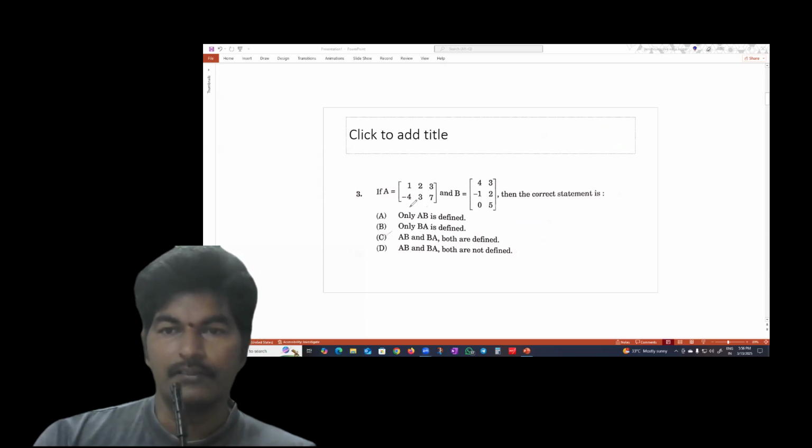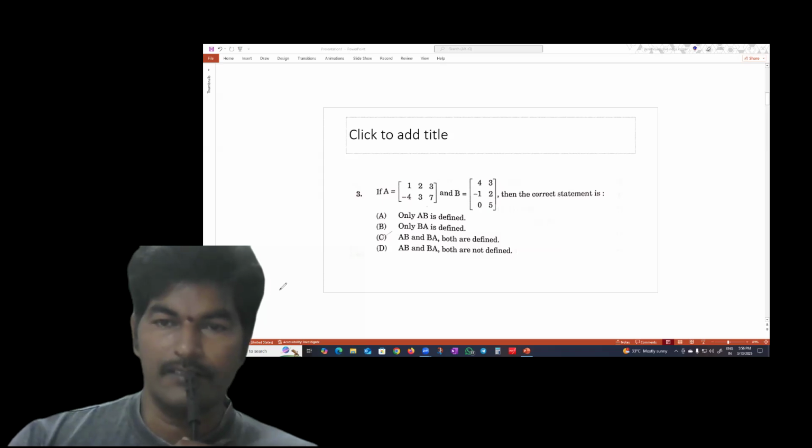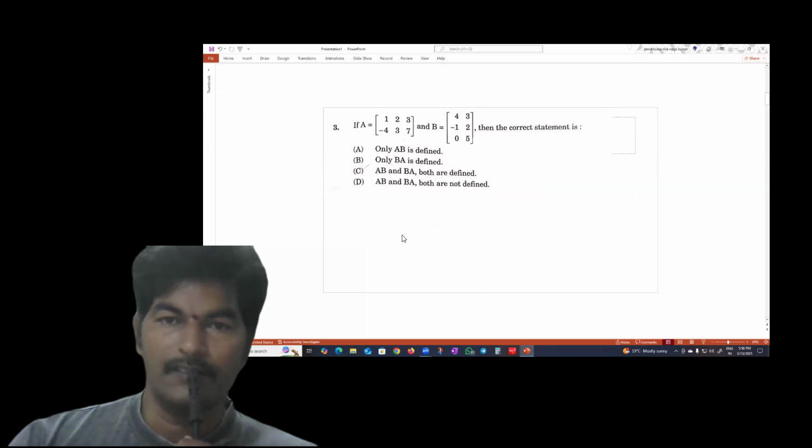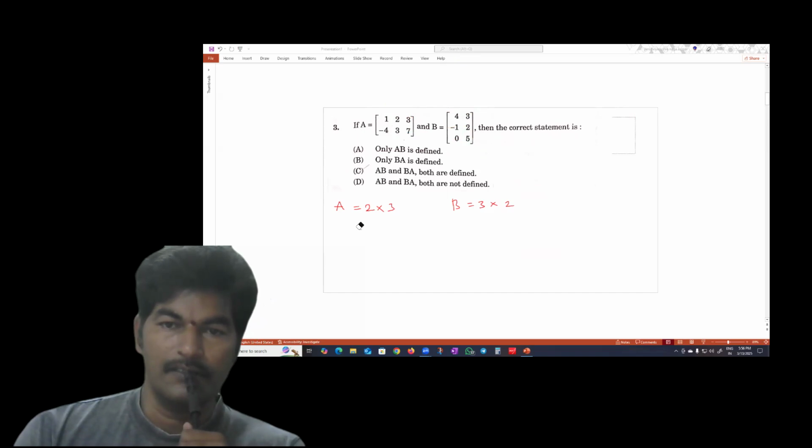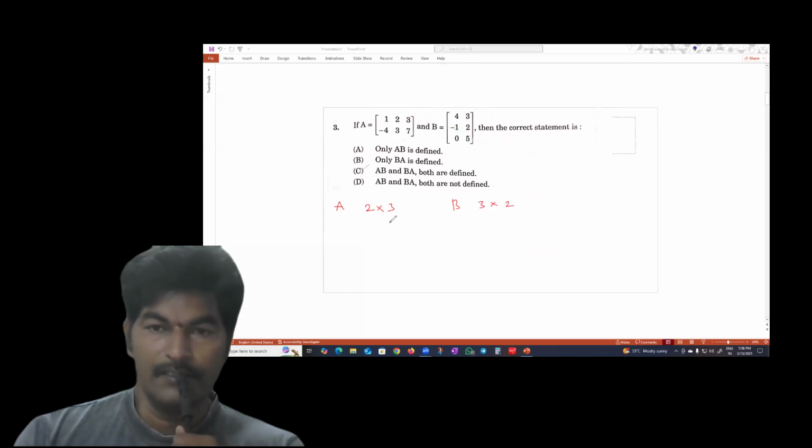Next question. Look at the problem. What they said: A is a matrix of order 2 by 3, and B is a matrix of order 3 rows and 2 columns. So that means, understood, matrix A is 2 by 3 and B is 3 by 2.